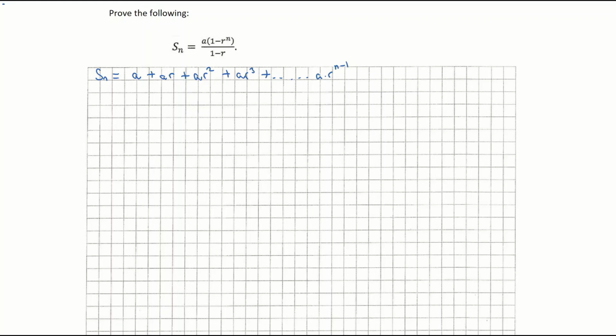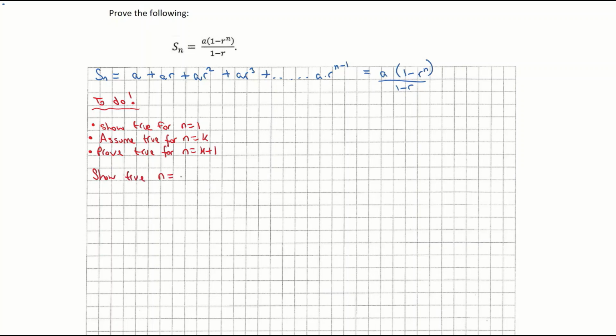And in order to show that that is equal to A times 1 minus R to the n all over 1 minus R, we're going to use proof by induction. And proof by induction is a 3-step process. We show it's true for n is equal to 1. We assume it's true for n being equal to k. And then finally, we show it's true for n is equal to k plus 1. So that's what we need to do. Our first step is to show true for n is equal to positive 1.